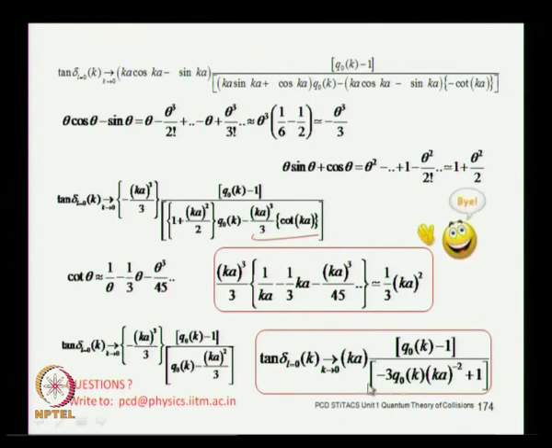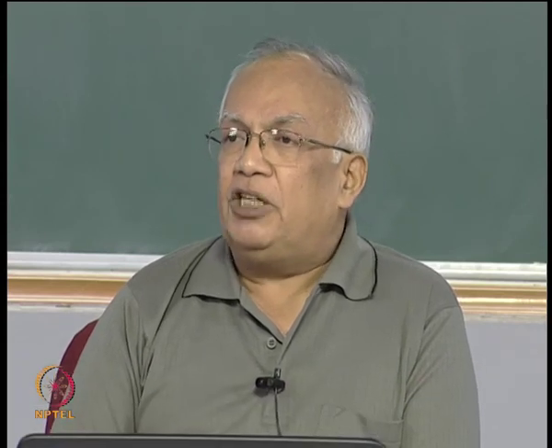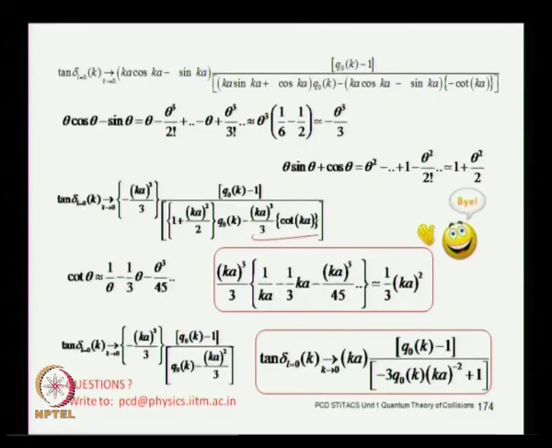So, this is now in a form similar to the form we had for L greater than 0. So, both the forms, whether it is L equal to 0 or L is greater than 0, you will get an expression for the tangent of the phase shift in very similar form, and we will continue from this point in the next class.